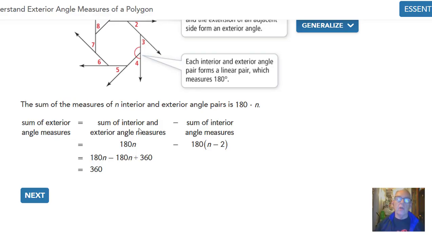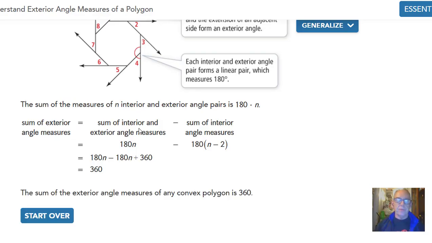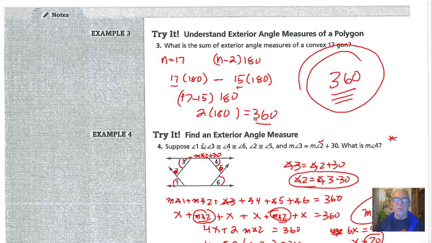If this was a square, we'd have the same situation. We'd have 4 angles. Each one of those exterior angles would be a 90. Each interior angle would be a 90. We'd have 4 sets of 90s representing the exterior angles, which would be 360 degrees. So the sum of the exterior angles of any convex polygon is 360 degrees.